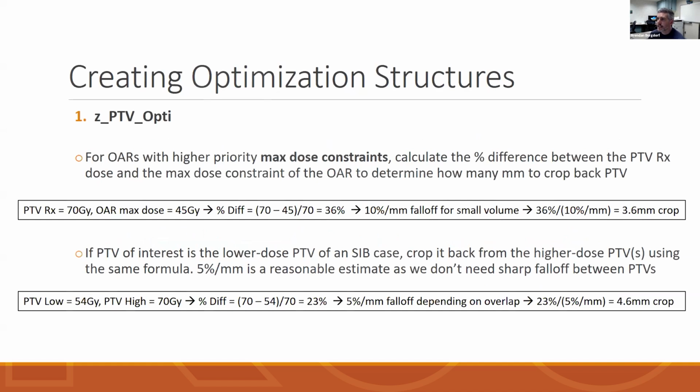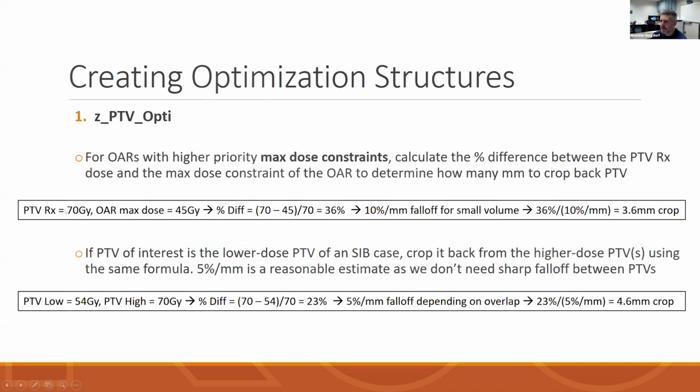Okay, so let's take an example here of a ZPTV opti and apply some of our dose fall-off principles. So if you do have an OAR that has a higher priority max dose constraint, you'll want to calculate the percent difference between the PTV prescription dose and the max dose constraint of that organ at risk to determine how many millimeters you need to crop back your PTV.